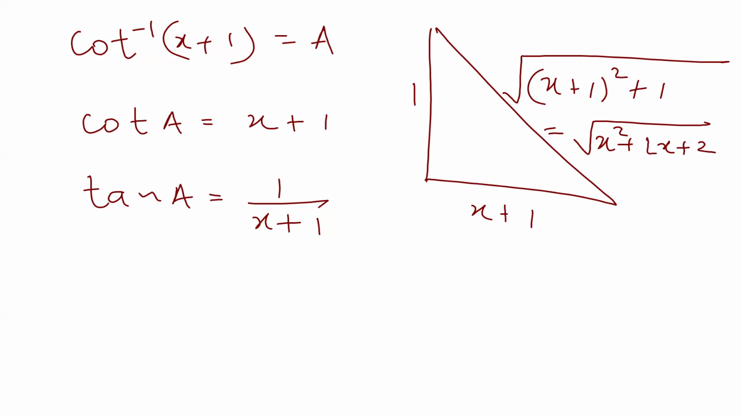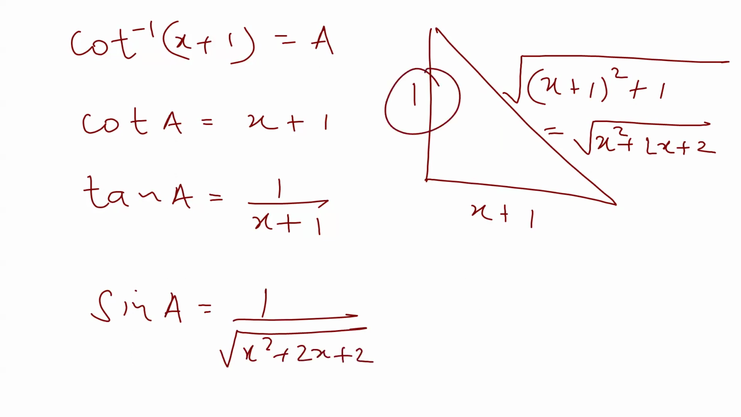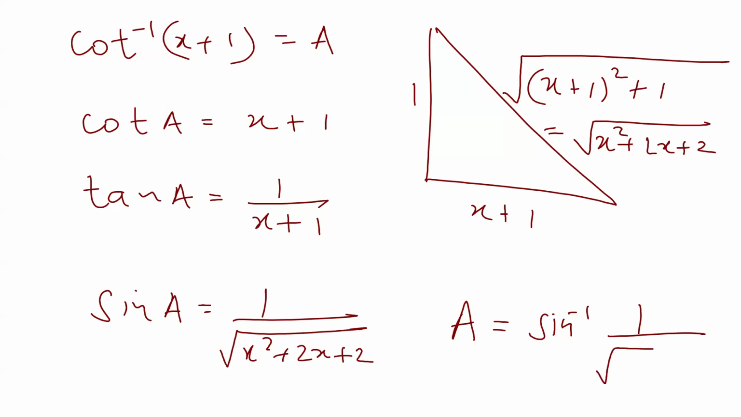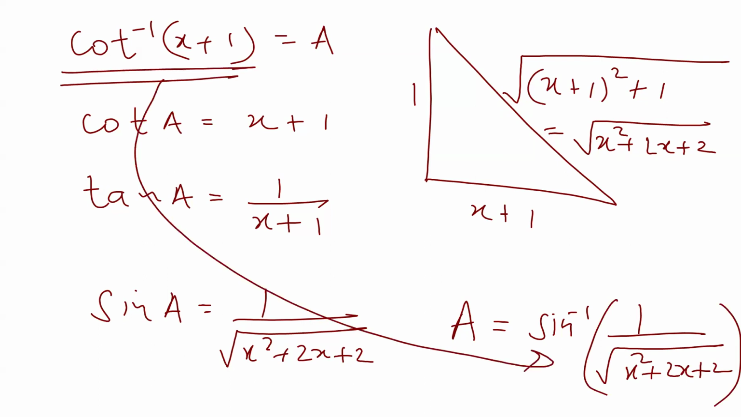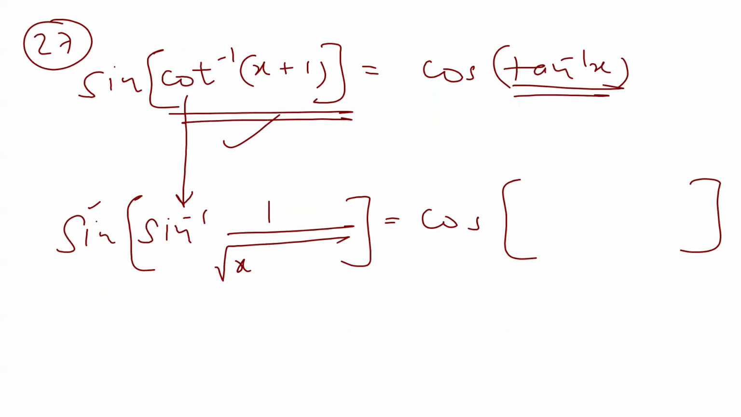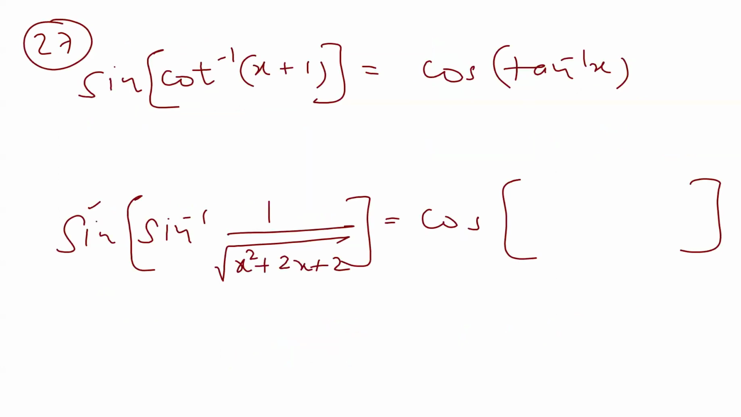Okay. So sine A will be 1 upon root of x square plus 2x plus 2, opposite upon hypotenuse. So A will be sine inverse of 1 upon root of x square plus 2x plus 2. So we converted cot inverse to sine inverse. So instead of cot inverse, I will write sine inverse of 1 upon root of x square plus 2x plus 2. Now tan inverse we will convert to cos inverse, that also using a triangle method. So let tan inverse x be equal to b.